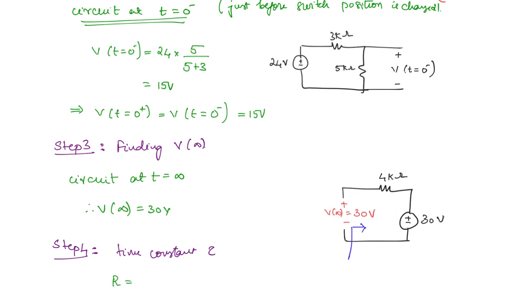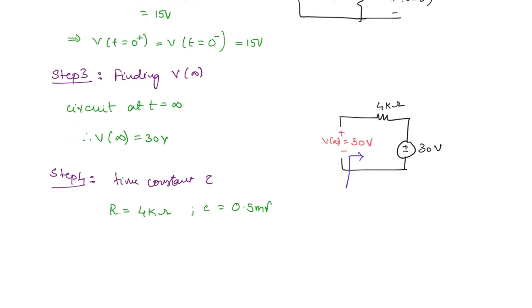When a more difficult problem comes, then I will explain more clearly to you. So here R is 4 kilo ohms and C is given as 0.5 millifarad. So the time constant we can find as R into C, which is 4 times 10 cube into 0.5 into 10 to the power minus 3. So this is 2 seconds.